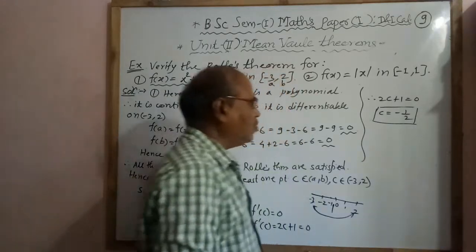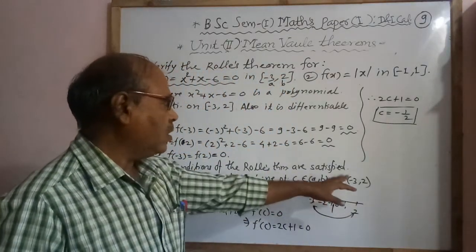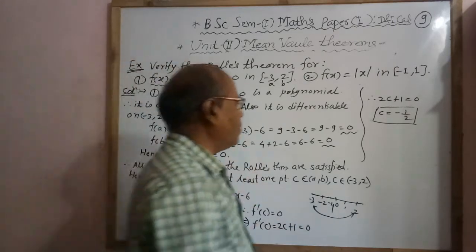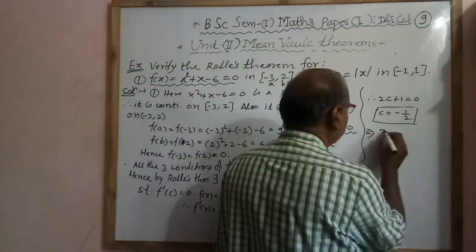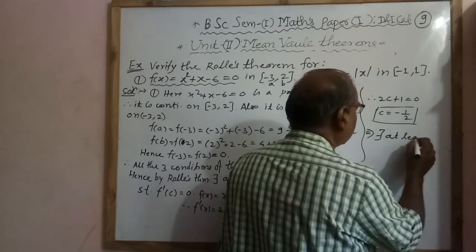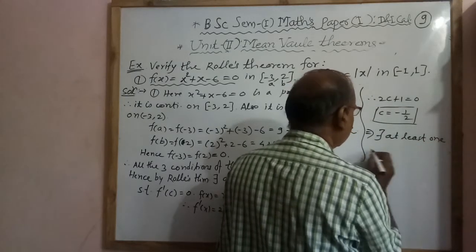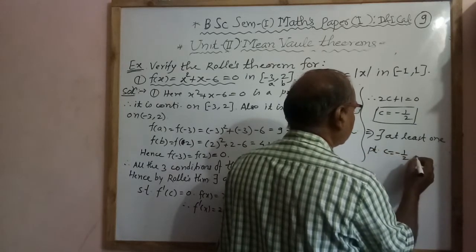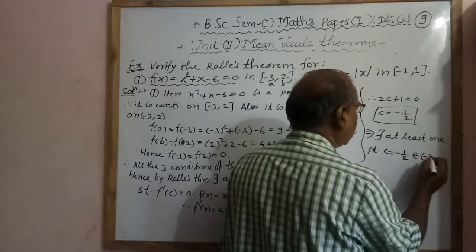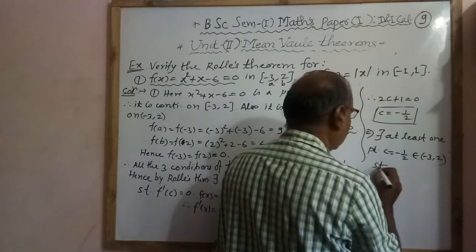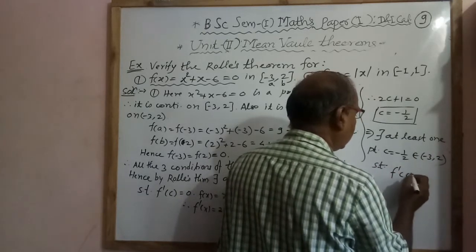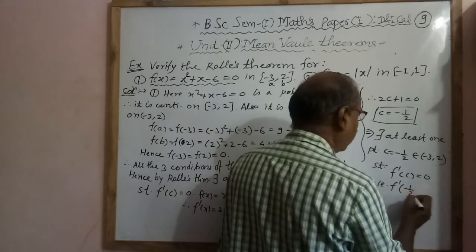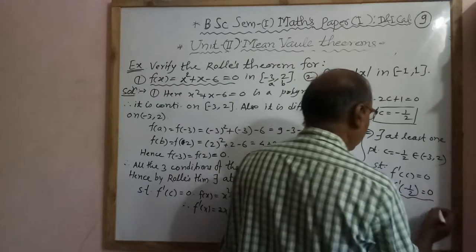Therefore we say that there exists a point C belonging to the open interval AB such that f dash of C equal to 0. Hence the Rolle's theorem is verified. This implies there exists at least one point C equal to minus 1 by 2 belonging to the open interval minus 3, 2 such that f dash of C equal to 0. That is, f dash of minus half equal to 0.